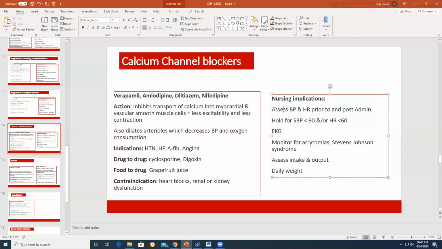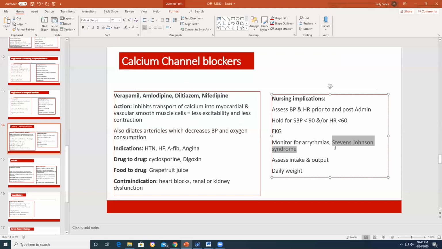Okay. So our nursing implications, it's the same here: blood pressure, heart rate, an EKG with calcium channel blockers because it decreases the excitability of the heart. And so we want to get a baseline cardiac rhythm on them before starting this, to make sure there's not any abnormalities that could be detrimental to the patient.